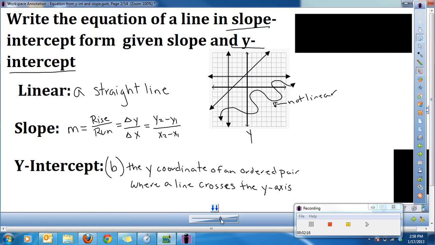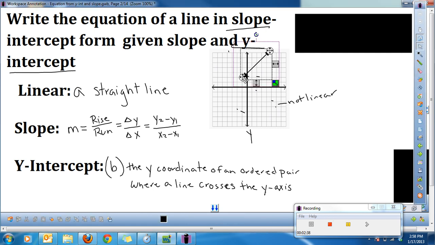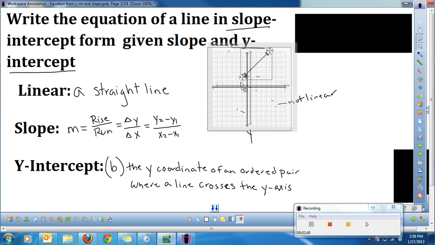So let's go ahead and get these other lines out of the way so that it's really, really clear to see. We're going to erase this one. Let's erase all these lines. Okay. So let's use this line as an example.